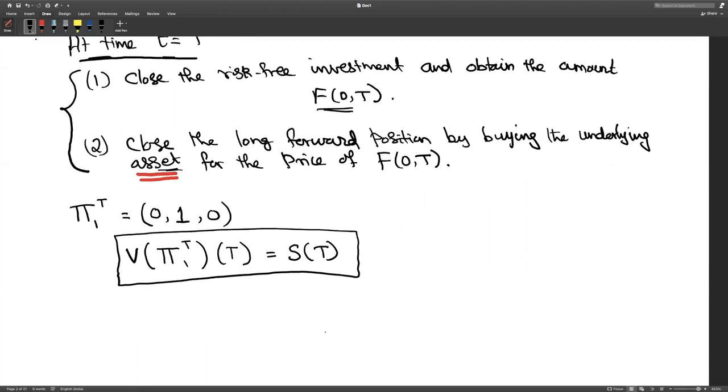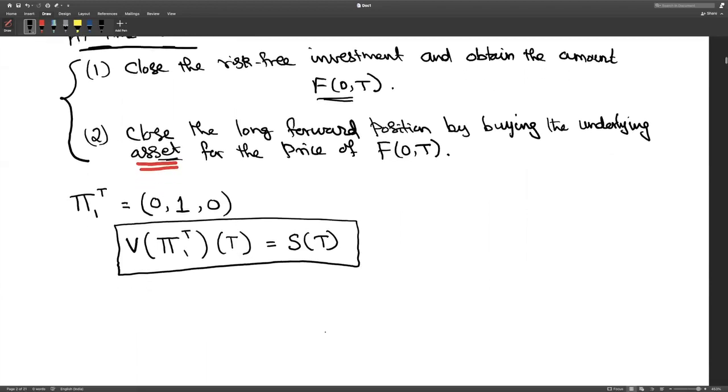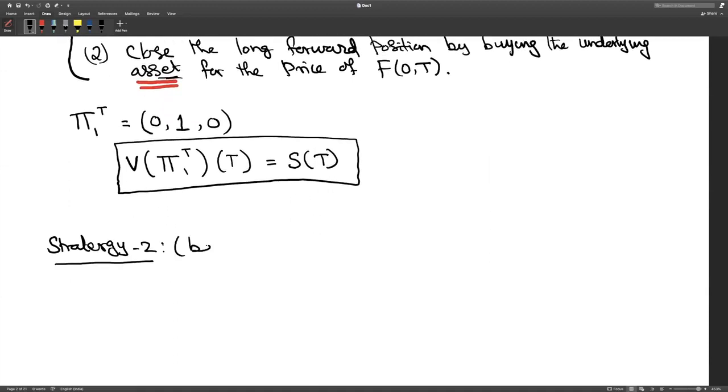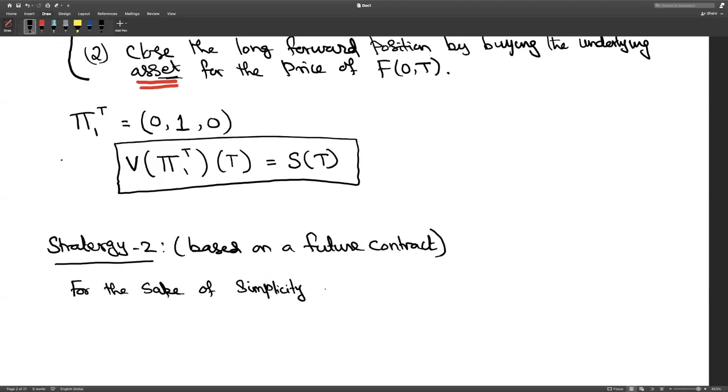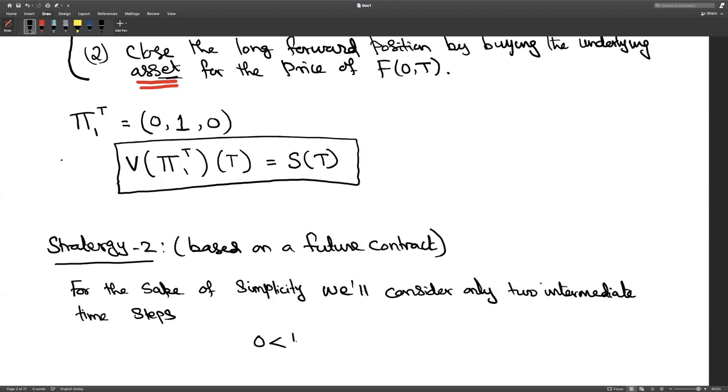And let us now go to construct a portfolio using strategy 2. This is based on the future contract. So for the sake of simplicity, we will consider only two intermediate time steps: 0 < T1 < T2 < capital T. This is just for the sake of convenience in applying the marking to market strategy. Once you understand two steps, then any number of steps is just a repetition of that. That is why we are only considering two steps.